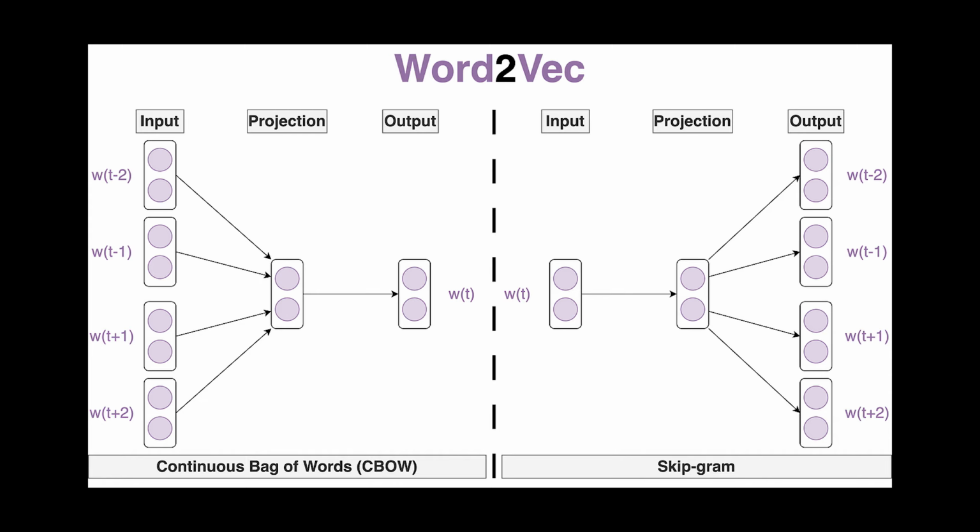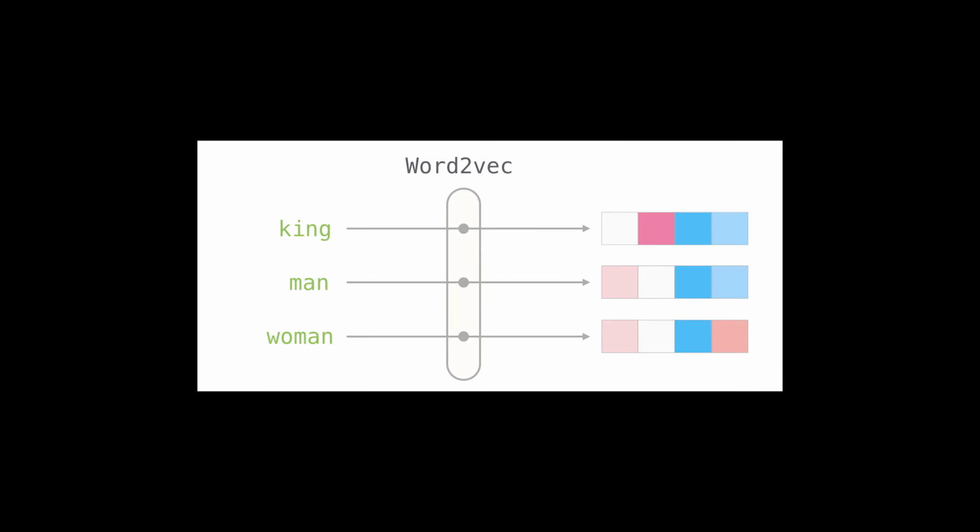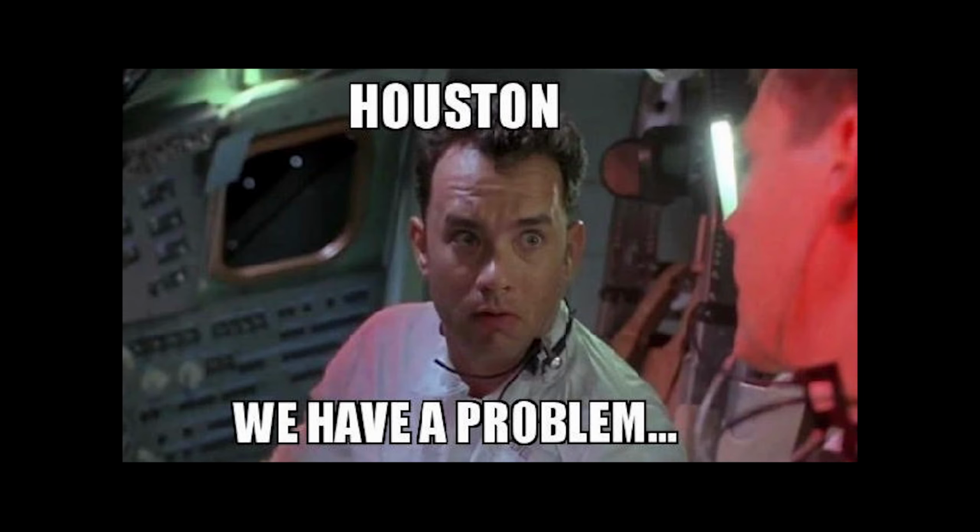Instead of hard-coding rules or counting words, Word2Vec uses a neural network to learn from text data, creating representations of words that are both compact and effective for NLP tasks. But that still gives us a problem.